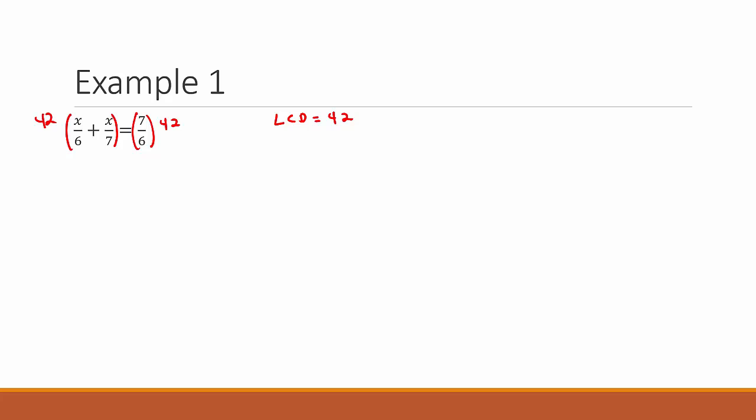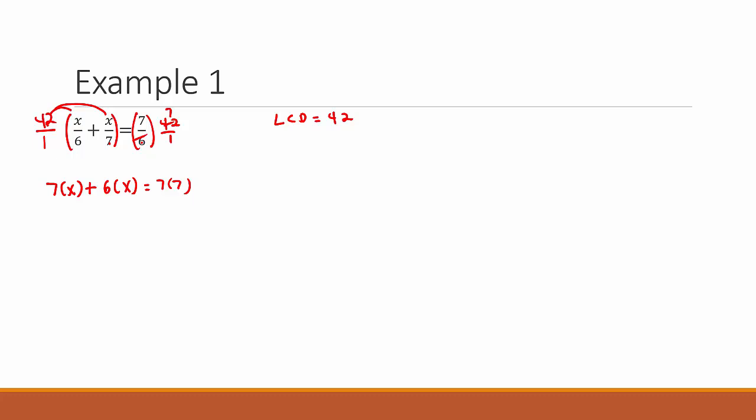Notice on the left-hand side, we have a plus in between those two fractions, so we have to use our distributive property. And remember, 42 is the same thing as 42 over 1. The reason I do this is so I can cancel out my denominator. 6 will go into 42 7 times, so that leaves me with 7 times x there. 7 will go into 42 6 times, so now I have 6 times x there. Again, 6 will go into 42 7 times, so now I have 7 times 7 on my right-hand side. Now I don't have any fractions to deal with.